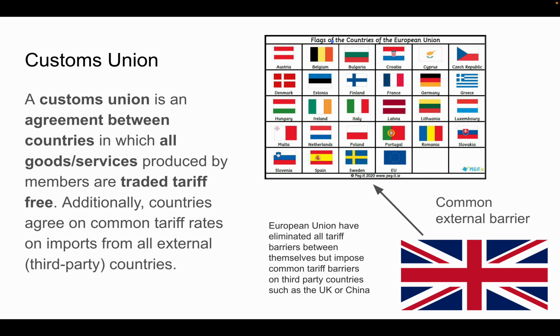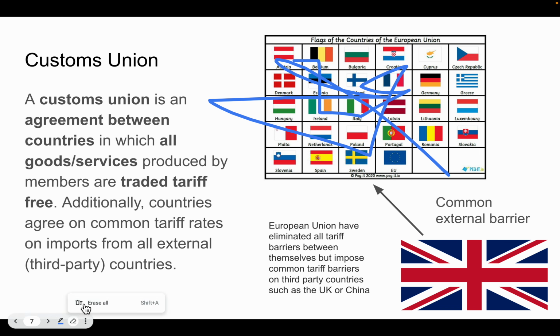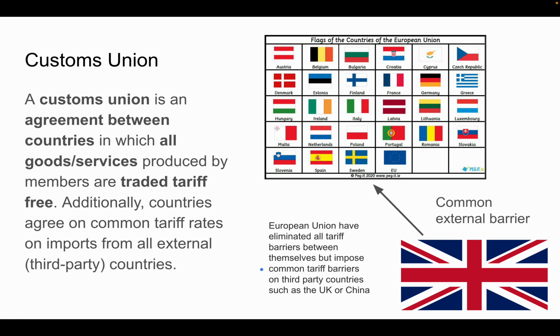So basically, this is the EU, which is an example of a customs union. The European Union has eliminated all tariffs between its members. So Austria with Belgium, Belgium with Estonia, Ireland with Italy, Latvia, and so on. They eliminated all their trade barriers with each other, but imposed common trade barriers on third-party countries, such as the UK or China. But then it would be the same, as mentioned, in common trade tariff barriers.